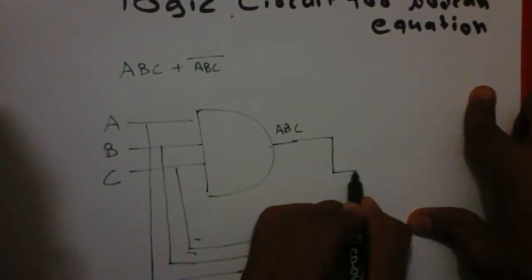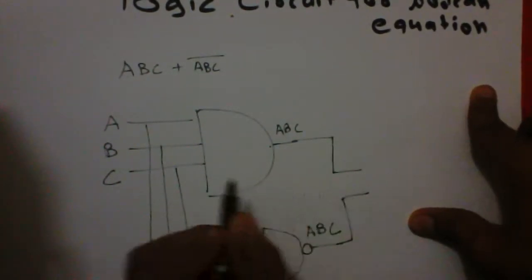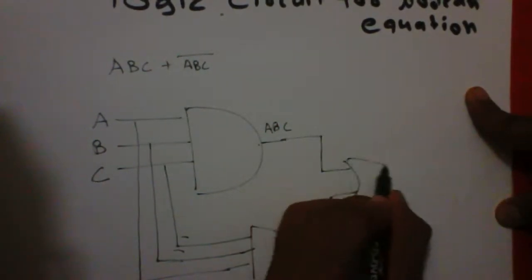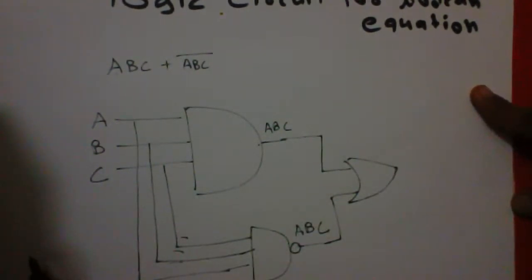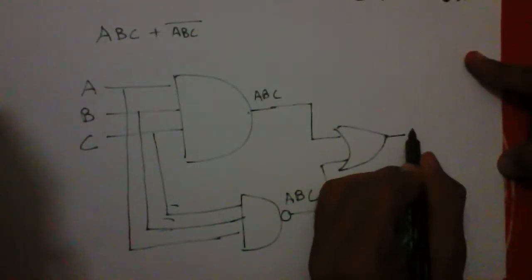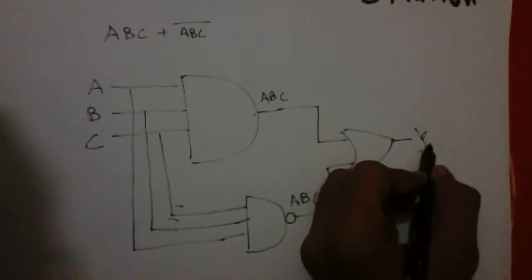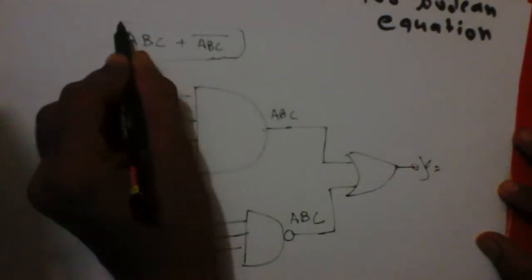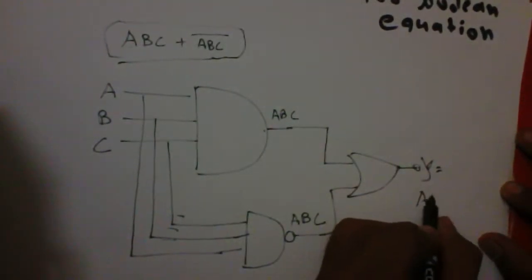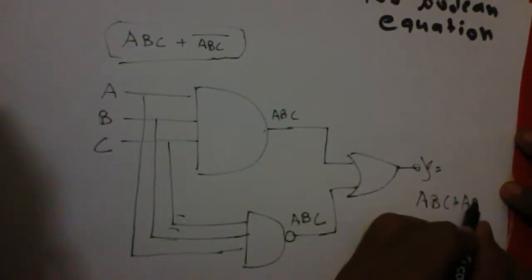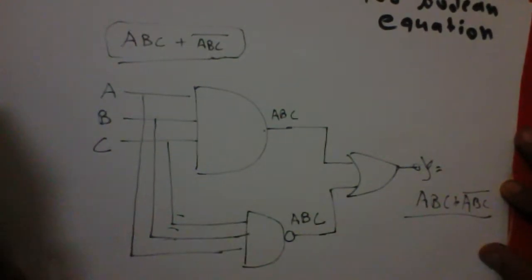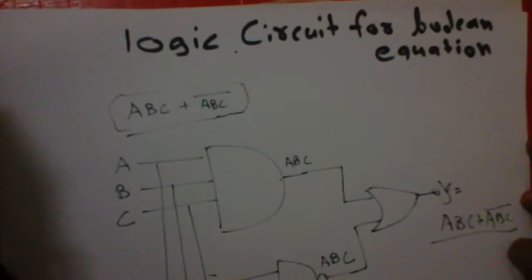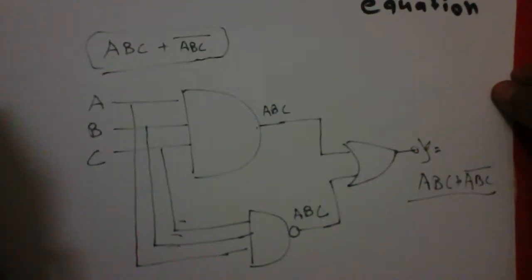So let's combine these gates into an OR gate. Here we got our required output, known as ABC plus ABC bar. This is how we design a logic circuit for a boolean expression.